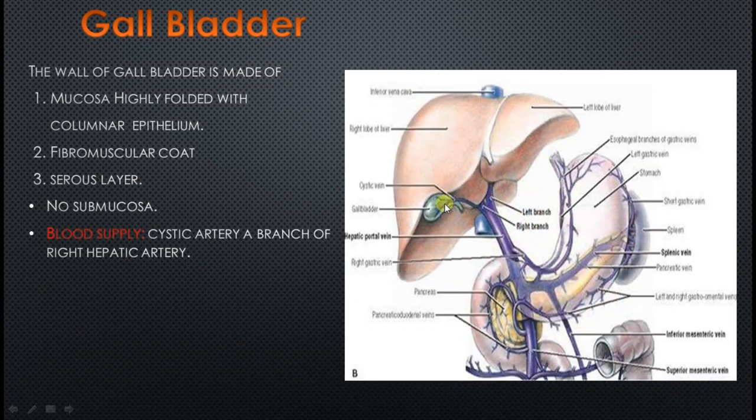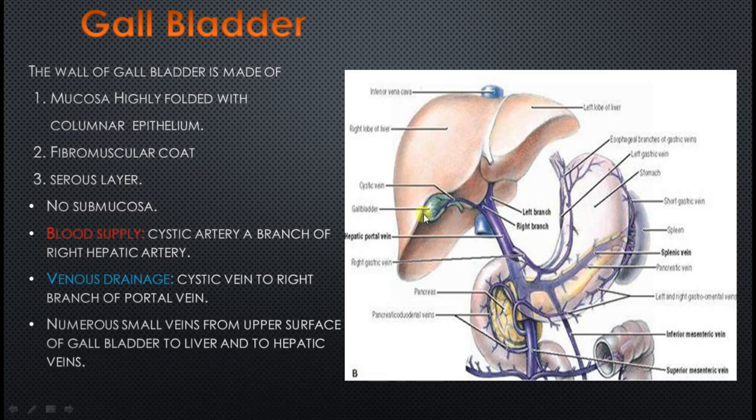The vein is the cystic vein, which does not follow the course of the cystic artery. It will drain into the right branch of the portal vein. Or sometimes numerous small veins from the upper surface, near the fossa for the gallbladder, might go directly to the liver and from there to the hepatic veins. That is about the venous drainage.